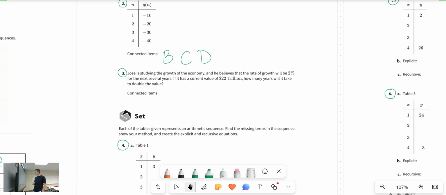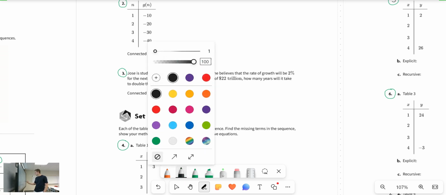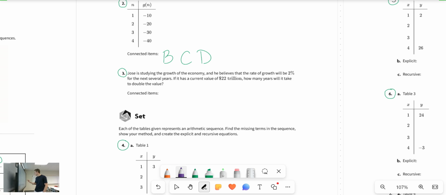Jose is studying the growth of the economy, and he believes that the rate of growth will be 2% for the next several years. If it has a current value of 22 trillion, how many years will it take to double the value? Oh my, okay. So key things to look at here will be, actually, we'll switch this black pen back to purple because we like working in purple.